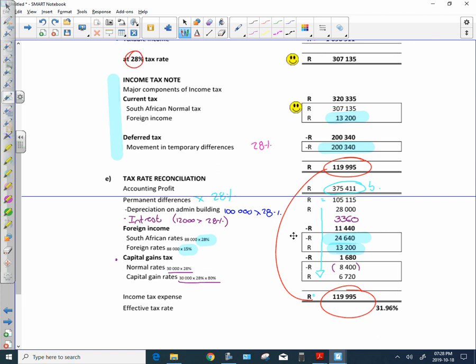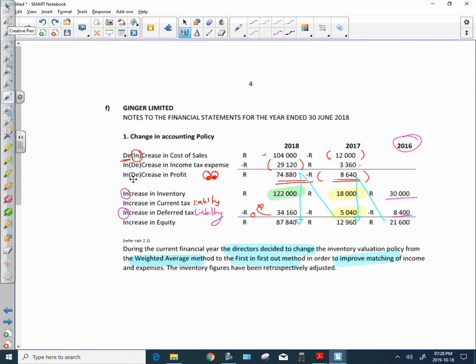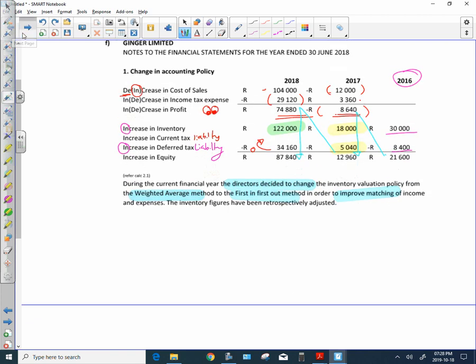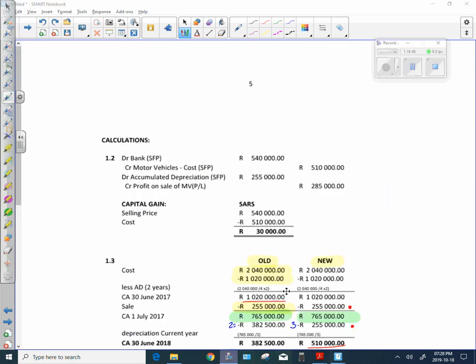Effective tax rate would be my tax calculated over here divided by my 375,411 profit. So I'm saying that I pay tax at 28%. What is my effective tax rate? Okay, make sense? Okay. E and F was that disclosure which we've already done. That concludes question 1.